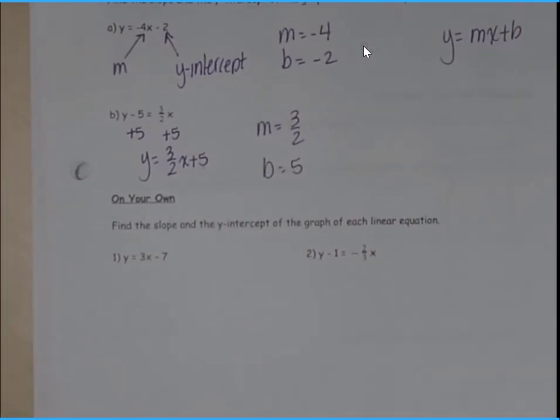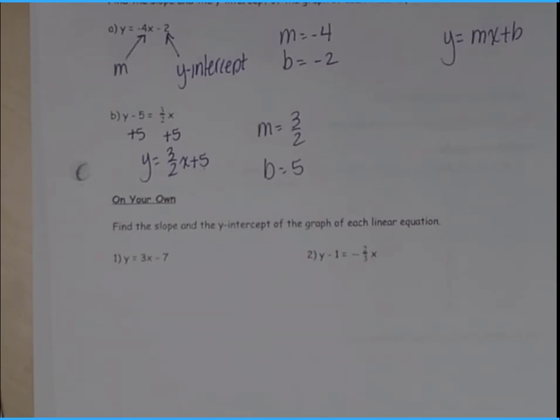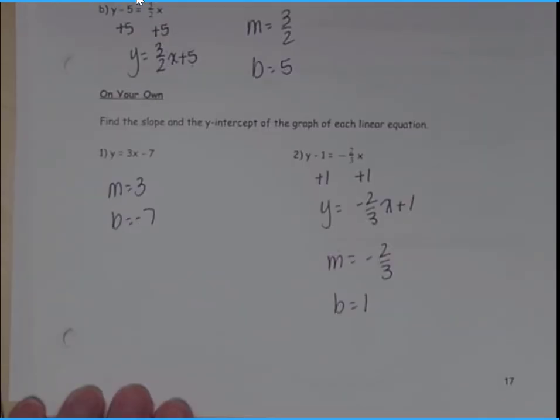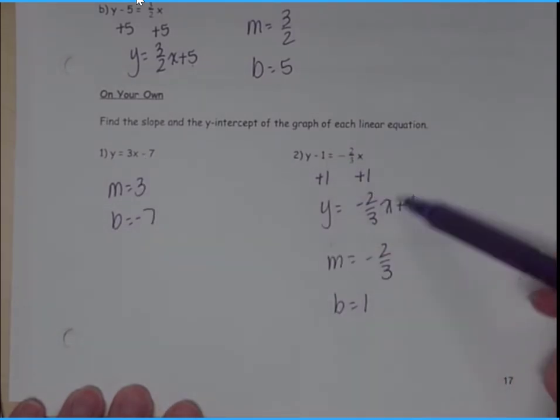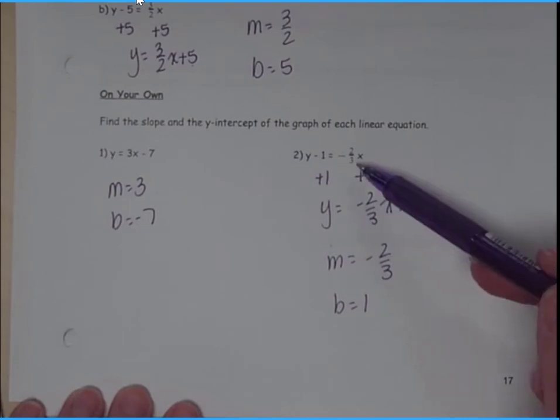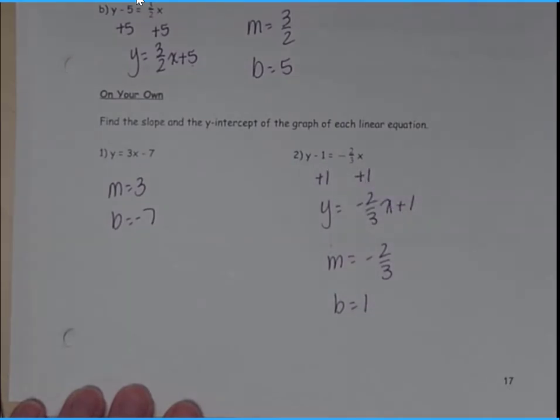All right, what I would like for you to do is go ahead, hit pause, and try these on your own. All right, so the first one, m is 3, b is -7. Be careful here. Solve for y. M is -2/3, and b is 1.